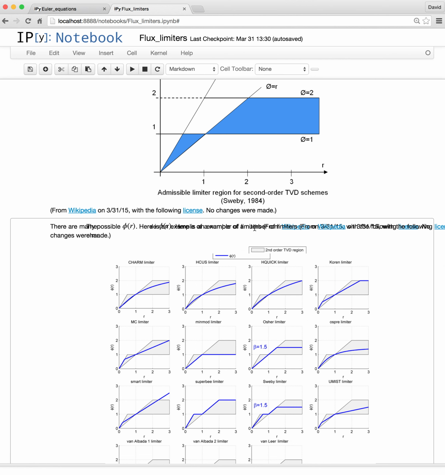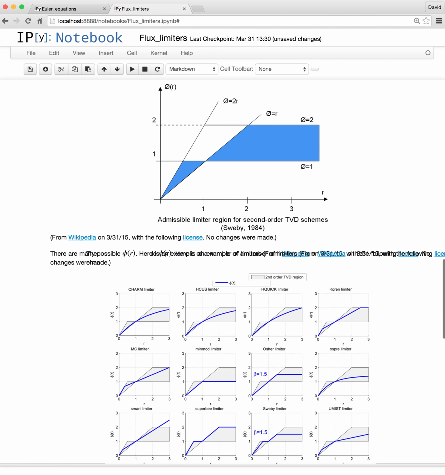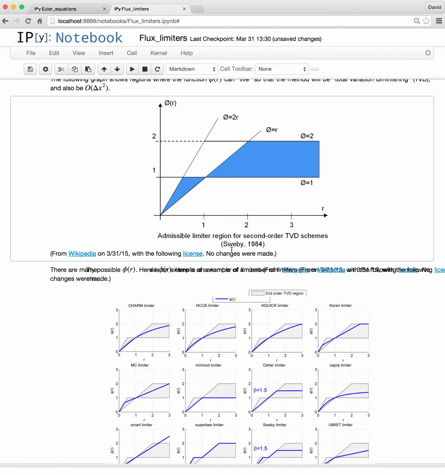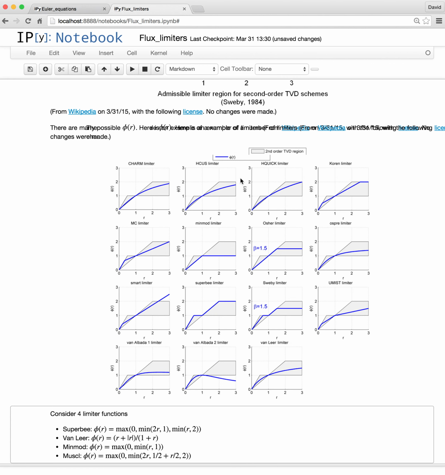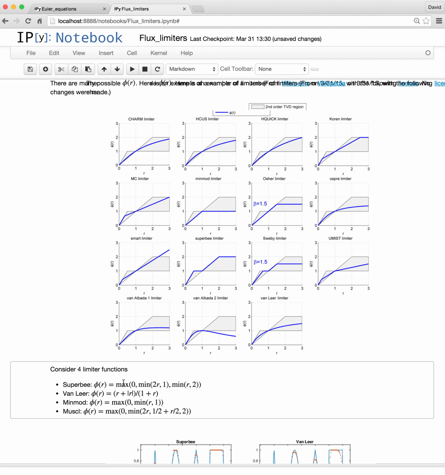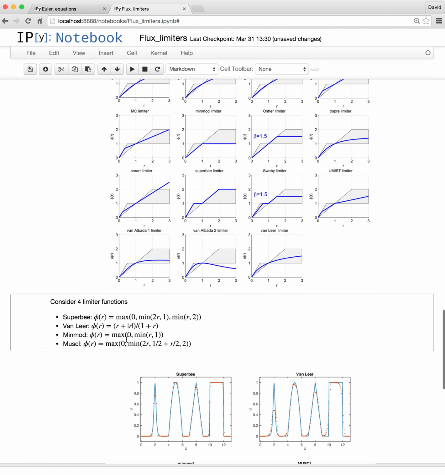Okay. There's lots of possibilities for flux limiters. Wikipedia gives a whole bunch of examples, and here you can see a whole bunch. There's the CHARM, and there's minmod, and there's superbee, and there's Van Leer, and there are MUSCL type schemes, and a number of others. Here we'll consider the superbee limiter, the Van Leer limiter, and the minmod limiter, and also we'll look at a MUSCL approach.